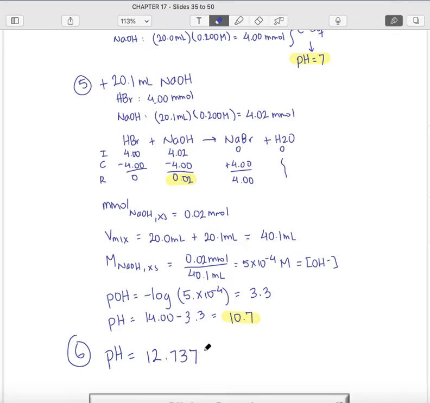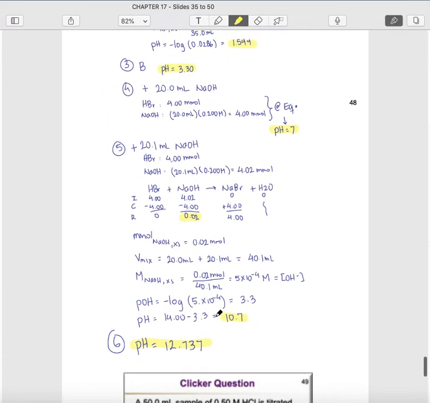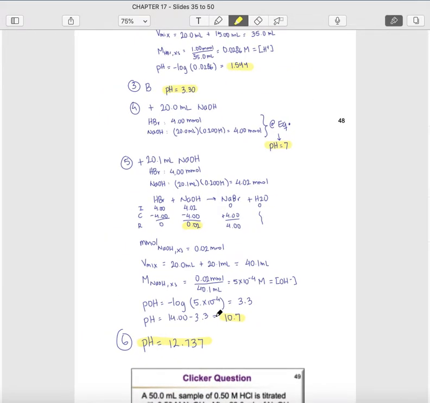Again, I highly encourage you to do it to make sure that you understand the process. And if you have any problems, please let me know. I'll be happy to work with you. All right, so that is a full titration for a strong acid and strong base.